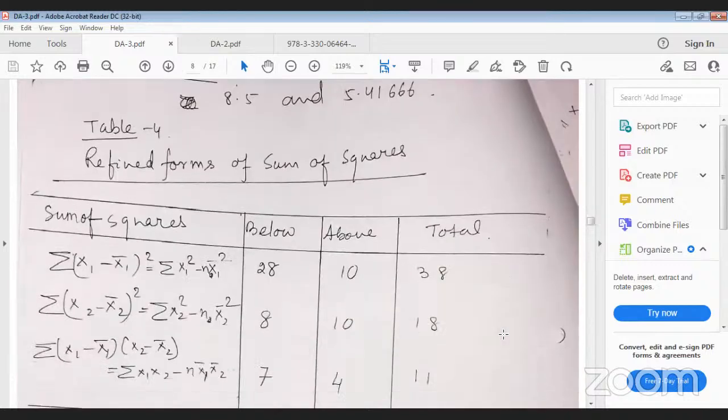Then now you have to go for table 4, refined forms of sum of square.